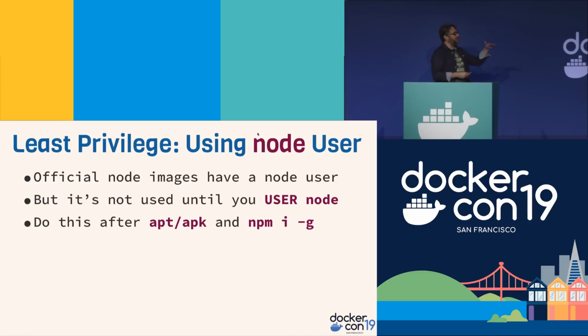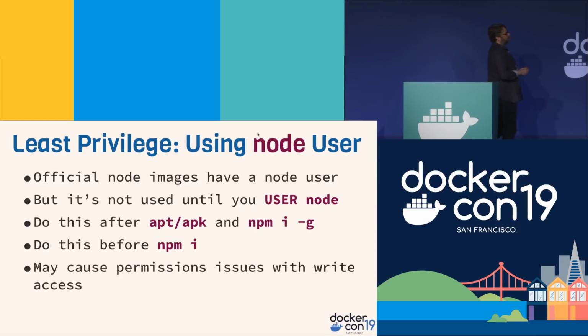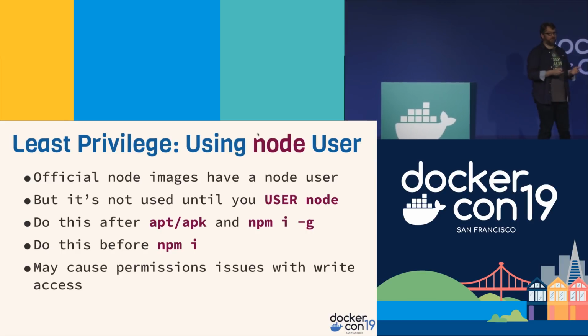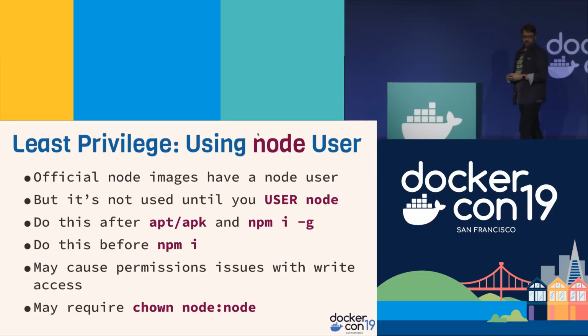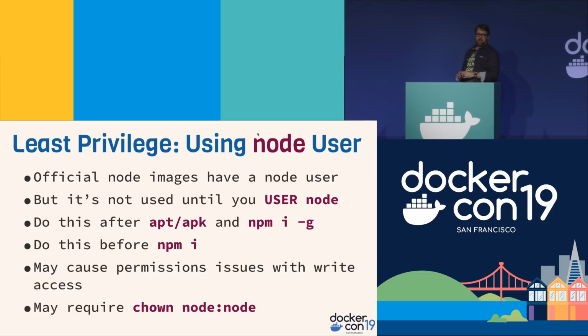So you want to order it so that it's after any root required things like apk, that's for Alpine, or apt-get commands, or if you do npm install global, which requires root in Linux by default. And then you're going to do it before your standard npm installs of your app. So you're kind of sliding it in there in the middle. Because the minute you type user node into a Docker file, then the following run commands will all run as that user. Okay? And it also may cause some permissions issues, and we'll get around that in a minute with an example. So you would just use, in that case, chown to change the permissions.